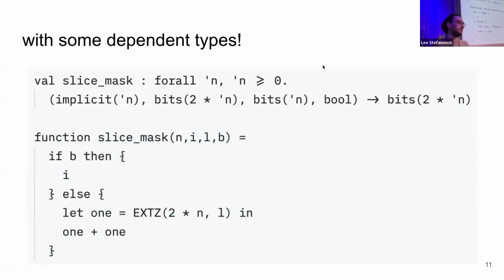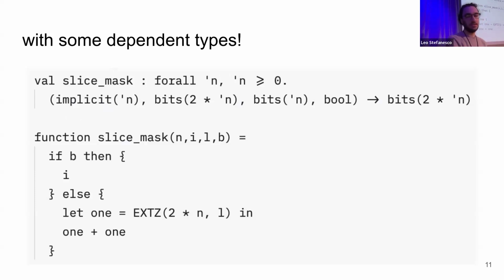And the other big feature of Sail is that it has some dependent types, in a strange flavor. So for example, here we have this fake function that has an integer type parameter n. It has to be positive or non-negative. And then it takes 4 parameters. One is of type implicit of n. And implicit means that it can be omitted when you call the function. And the tick n means that the only inhabitant of this type has to be equal to n.